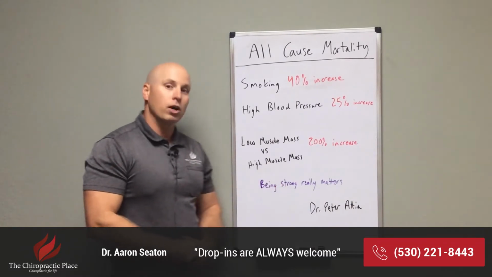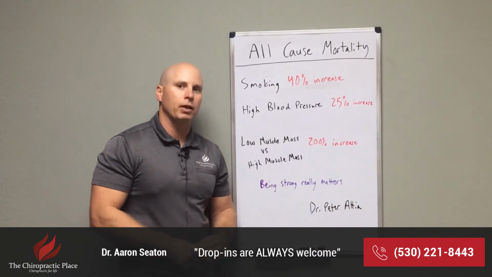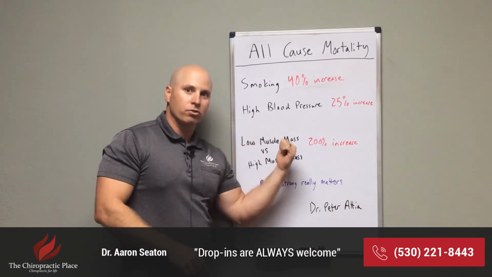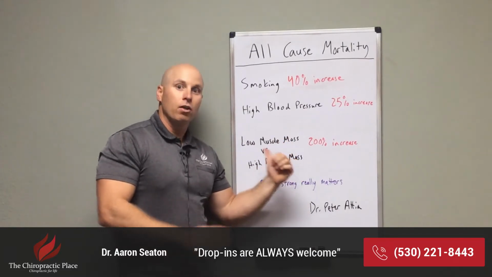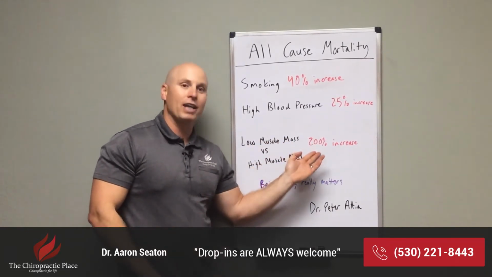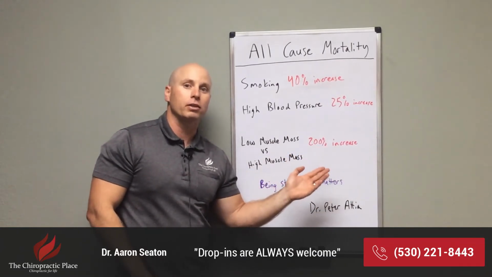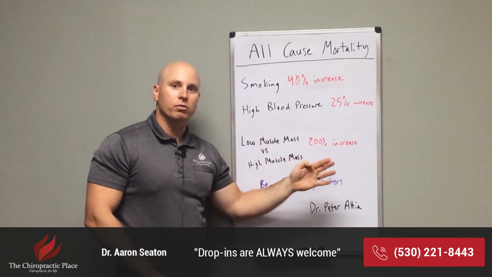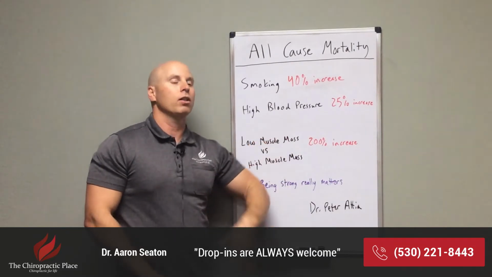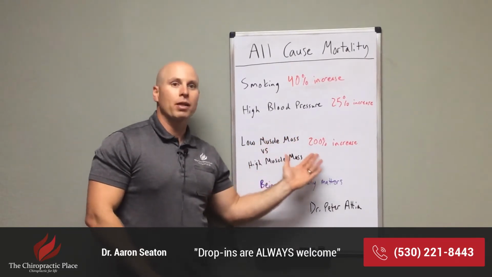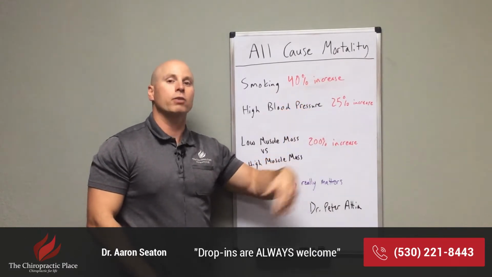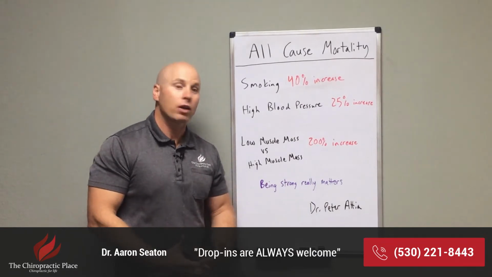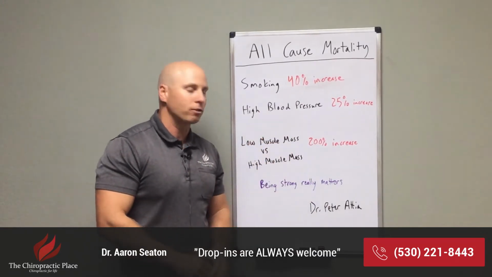But this is something that Dr. Peter talked about that was very fascinating to me, which I think is very important for patients to understand. When they're looking at people with low muscle mass and high muscle mass, the differences between that caused up to a 200% increase in overall all-cause mortality. 200% increase, meaning the people who had less muscle mass, less strength, had a tremendous increase in risk of death versus people who were maintaining their strength and maintaining their muscle mass.